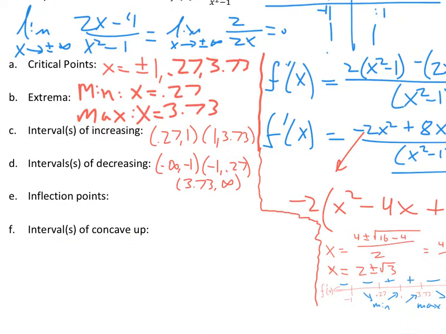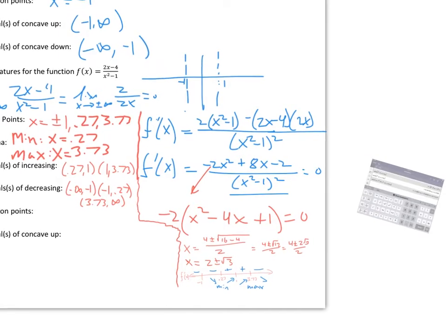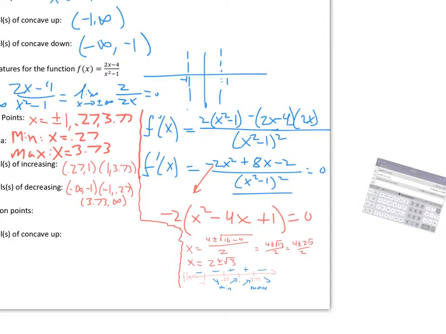Inflection points and concave up. That's our second derivative. So let's get into that real quickly. So let's come over here looking at our first derivative right here. Okay. And let's use the quotient rule yet again. All right. So using the quotient rule for this guy.